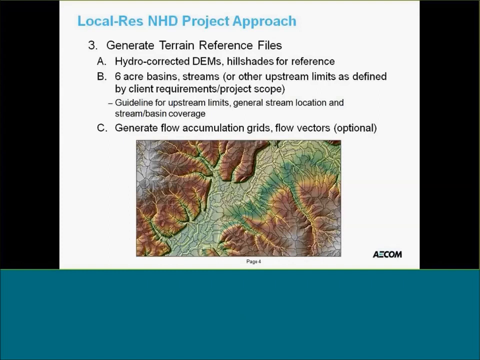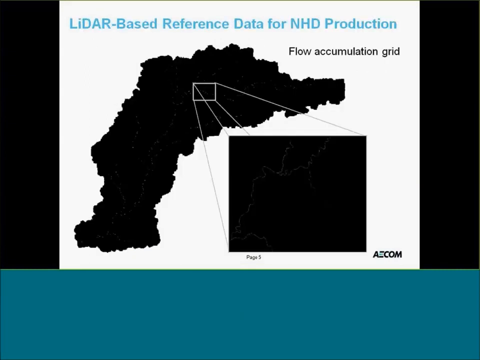And then some other products that we can generate from the hydrocorrected terrain data are flow accumulation grids and flow vectors. We don't typically use those for digitizing the local res NHD, but we do have clients that have found those helpful for modeling purposes on the back end. And so this is just a quick example of a flow accumulation grid that's generated from the hydrocorrected DEM.